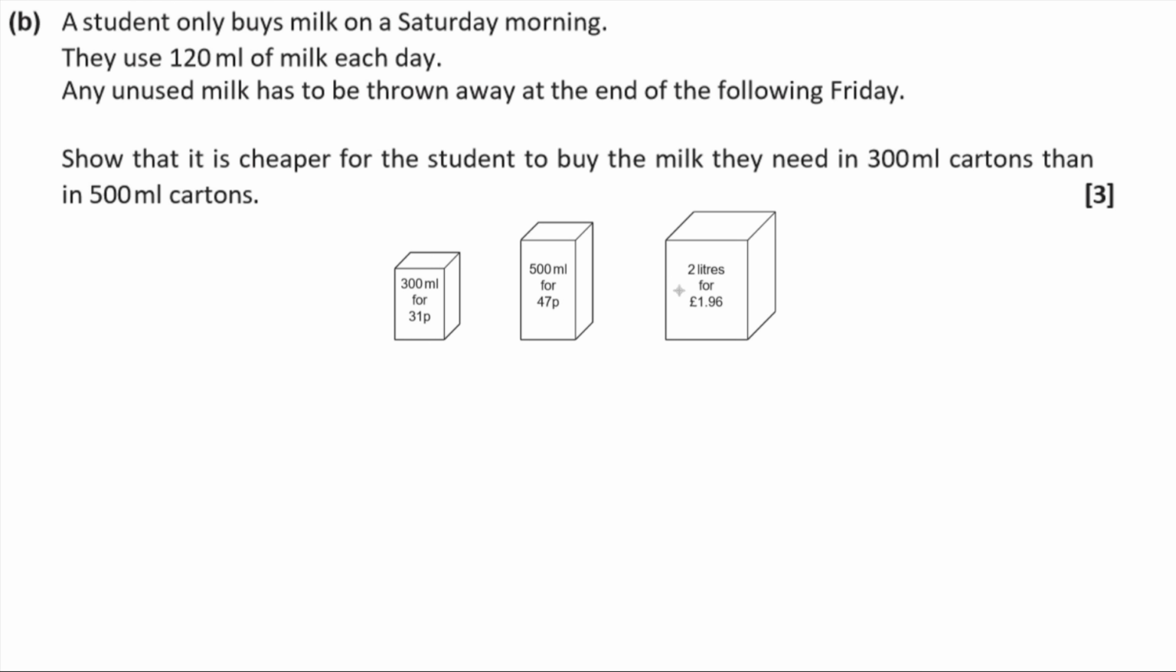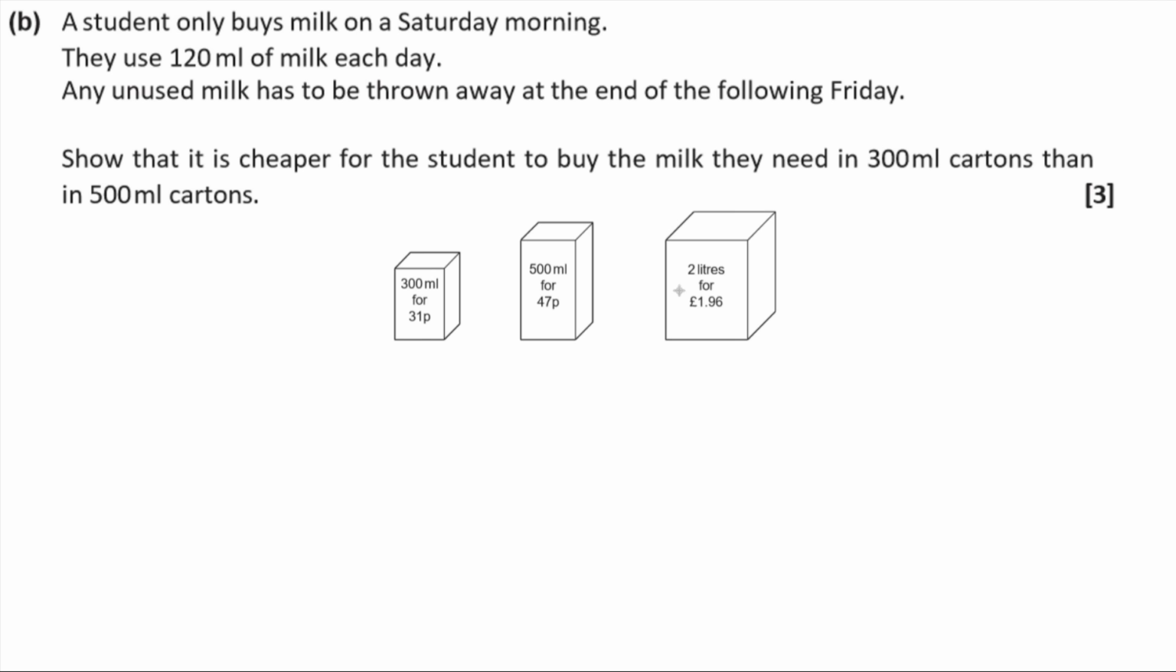Part B says a student only buys milk on a Saturday morning. They use 120 millilitres of milk each day. Any unused milk is to be thrown away at the end of the following Friday. Show that it is cheaper for the student to buy the milk they need in 300 millilitre cartons than in 500 millilitre cartons. Yeah, so whilst 500 millilitre is the cheapest per millilitre, if you're going to end up chucking a lot of it away, then maybe it isn't the cheapest way for you to buy milk. Maybe it's better to buy the smaller one.